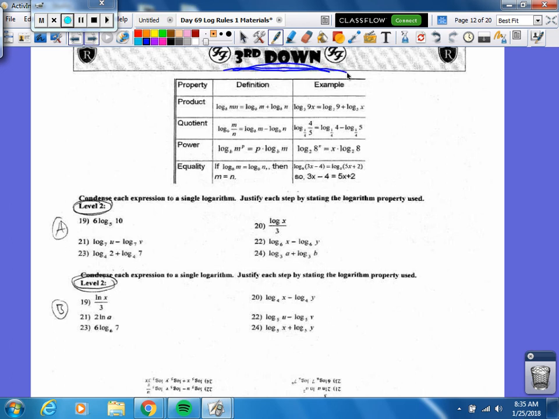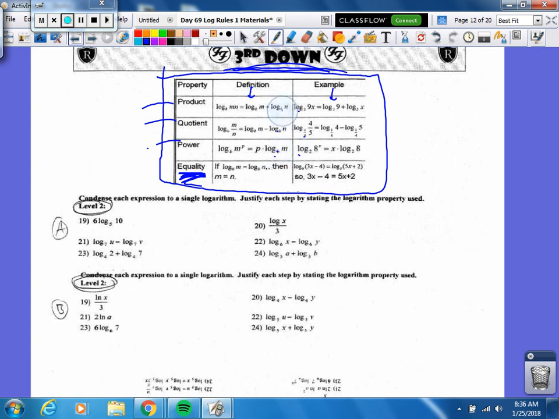Almost done. So all of this should be in your notes. If it's not in your notes, pause the video. You know the product property, quotient property, power property. The equality property is cool. We're not going over that today, but that's good to know also. So you have the definition with the variables, and you have the example with the numbers in case you need them. So all this should be in your notes. You have to memorize this.